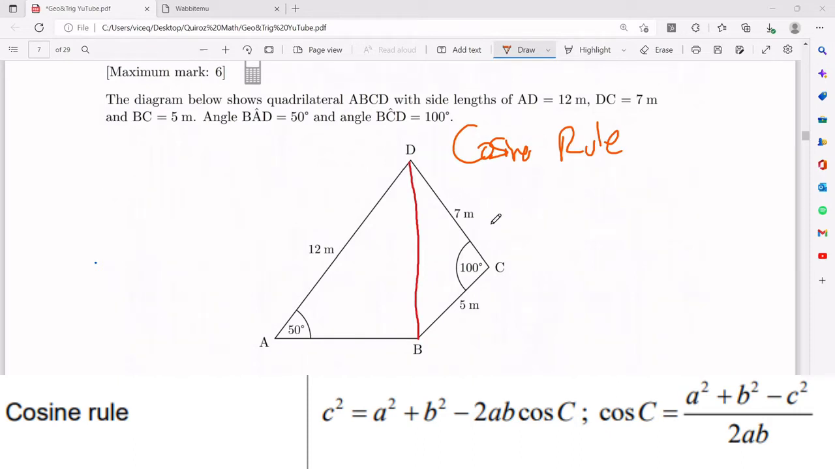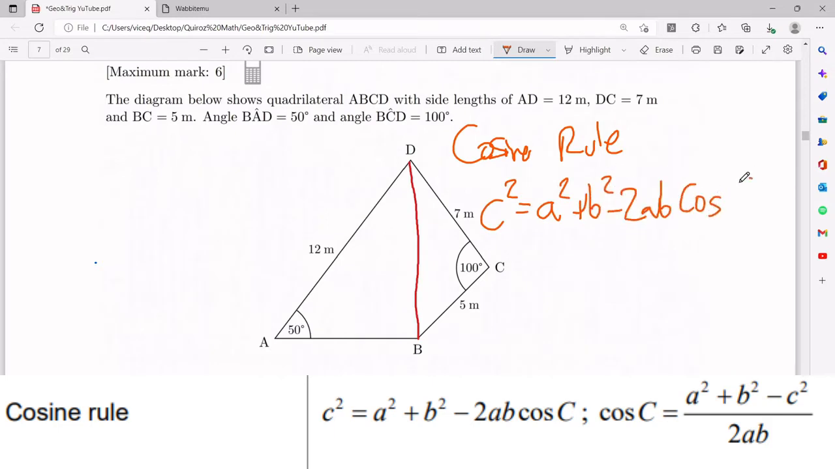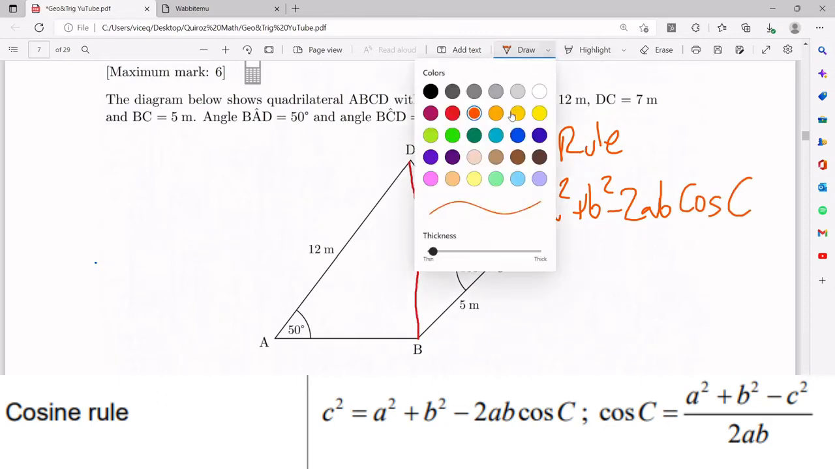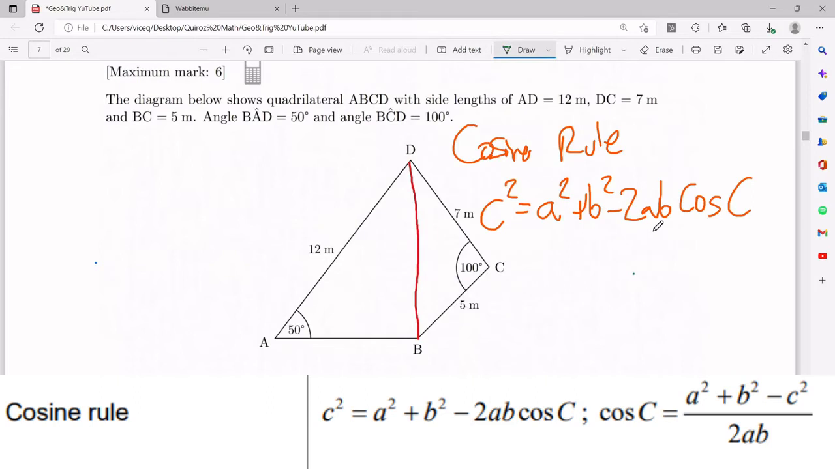I like to use the one on the left. The one on the left looks like this: c squared equals a squared plus b squared minus 2ab times cosine C. So notice, what are the special ones here? What do I mean by special ones? If we see here, a and b are both being multiplied, and a and b here are both being added. So I can switch b and a, and the formula works the same, is what I'm trying to say.